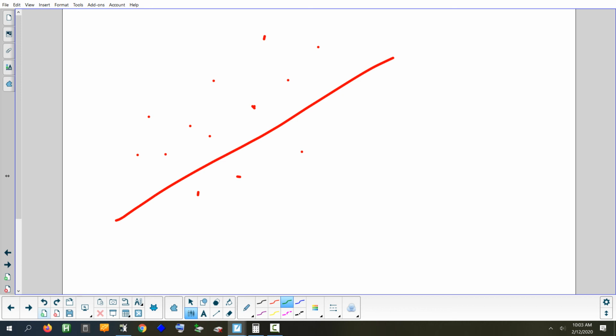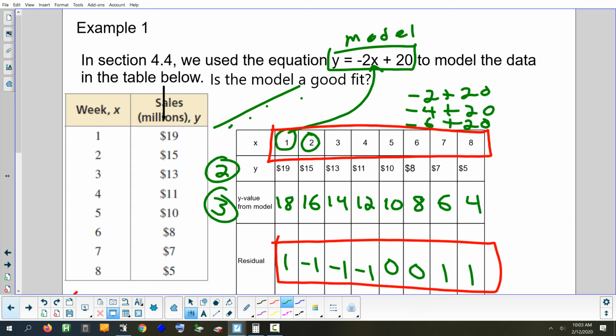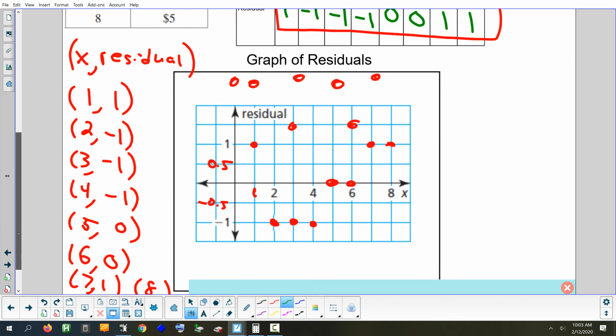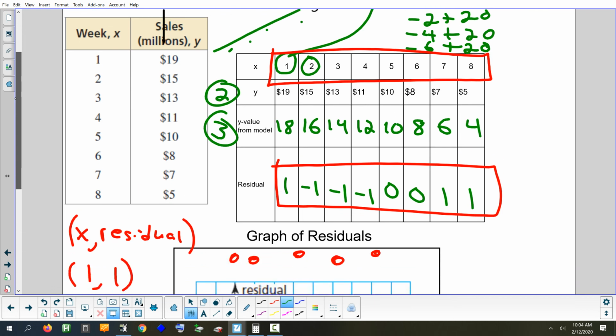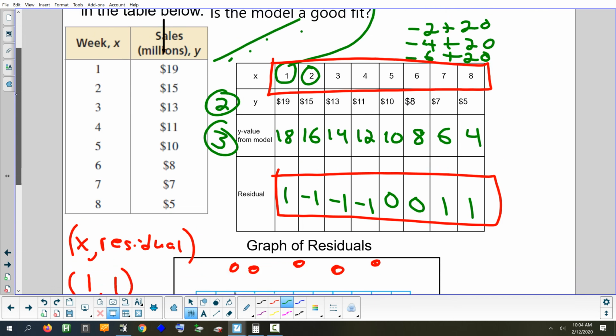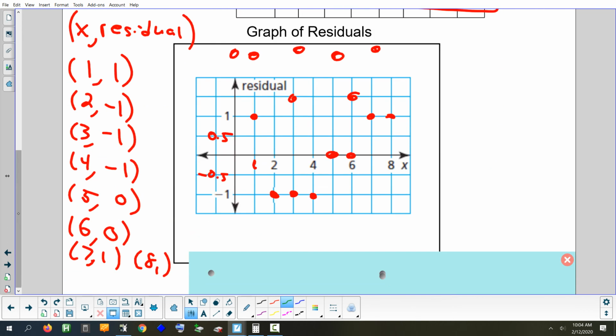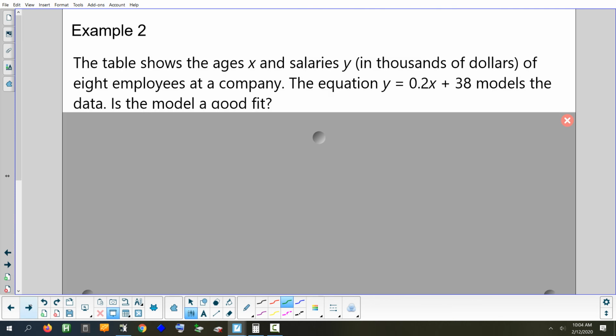That's not good. You want the residuals to be balanced, positive and negative, and you want them to be close to 1. 1, 1.5, 2, that's okay. But if the residuals start to get like 3, 4, 5, no good. You don't want them that high. Okay, so any questions on that? Okay. So it's not a hard process, you just have to remember what to do.